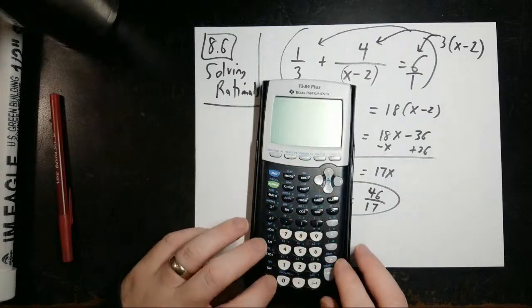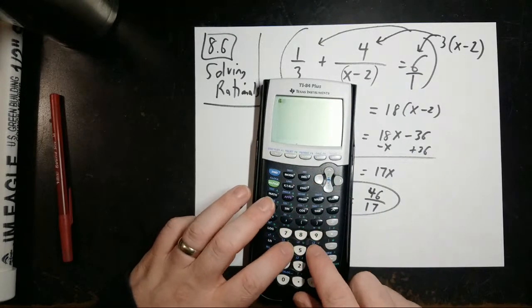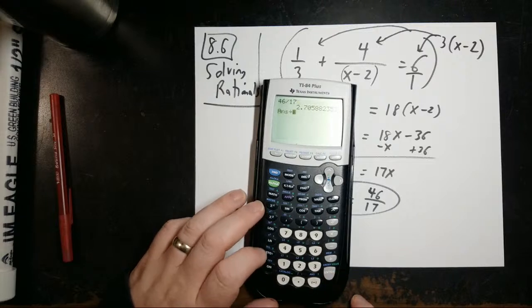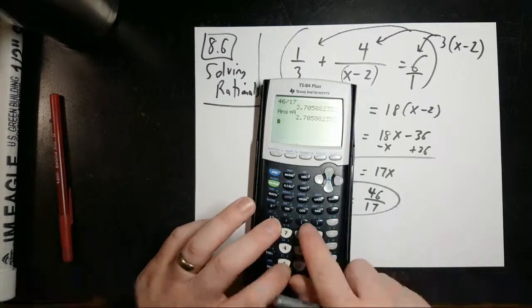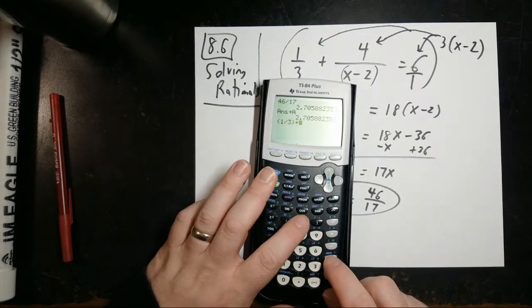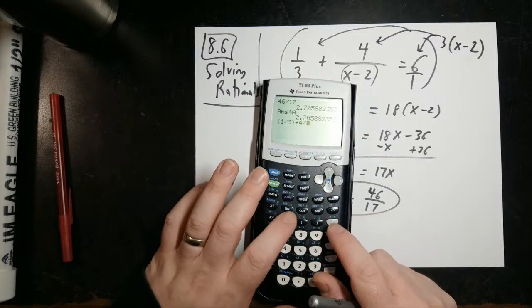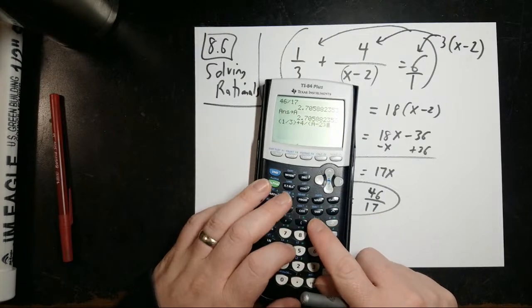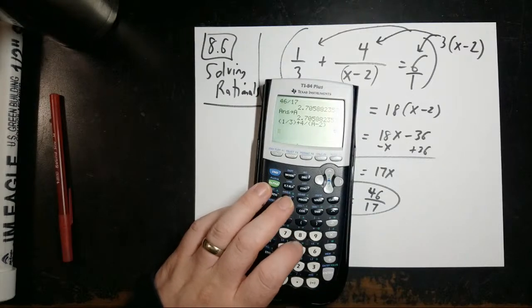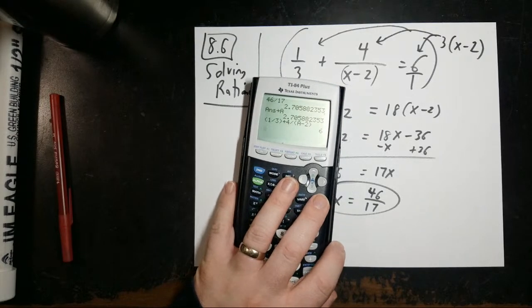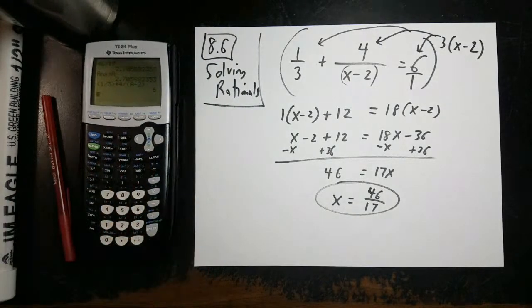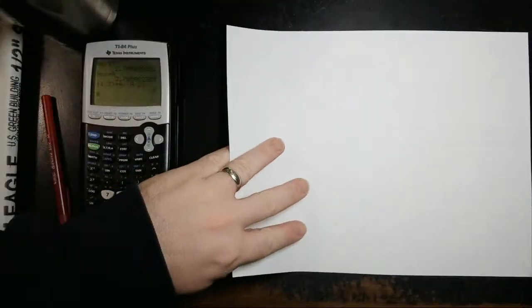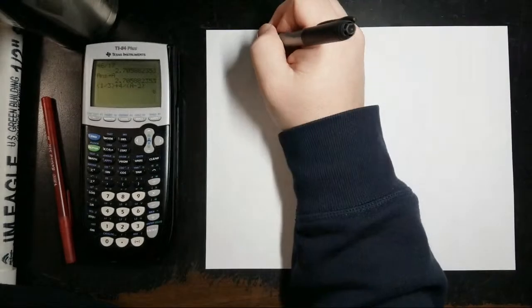You can always double check your answer. Let me actually do it like this. 46 divided by 17. Let me store that to A for answer. Let's see if it works. 1/3 plus 4 divided by answer minus 2. Get you a 6 right on the dot. That's ridiculous. But it works. That's a crazy problem. Let's try another one. Now again, my first step is always going to end up being to factor if I can.